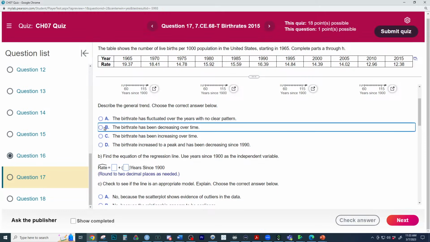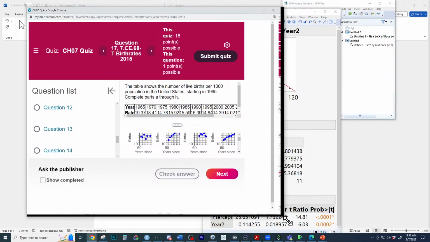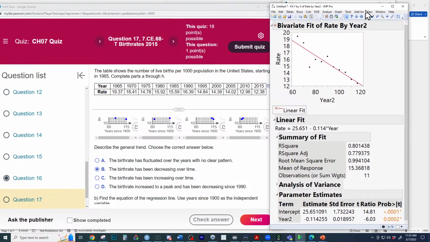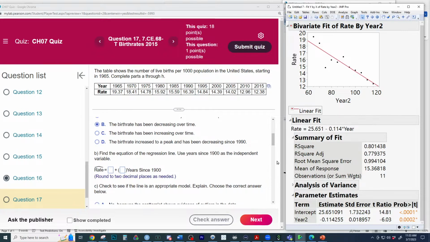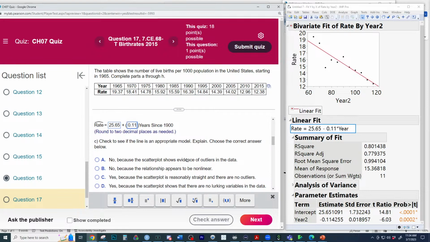Describe the trend. It's decreasing over time. And what's really great is we can take our output over here and just drag and drop a lot of these answers in. So we're going to go right here, put this over here, and we need two decimals. So let's just take this answer right here to two decimals, and this one to two decimals. There we go.